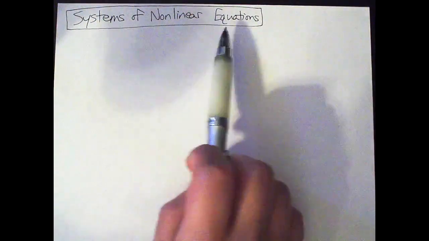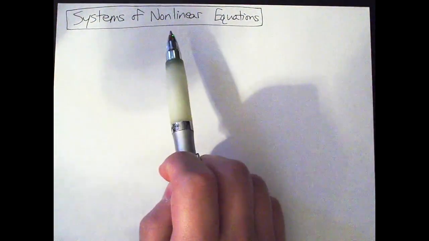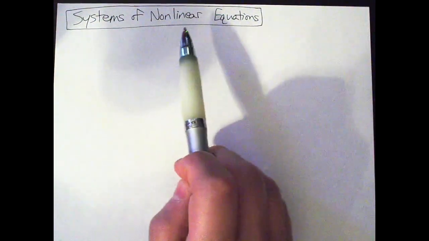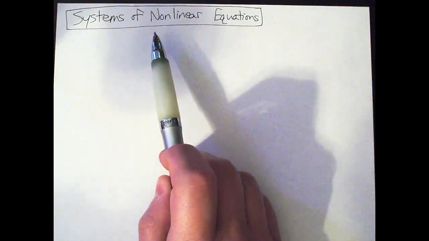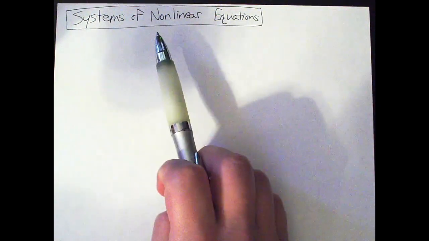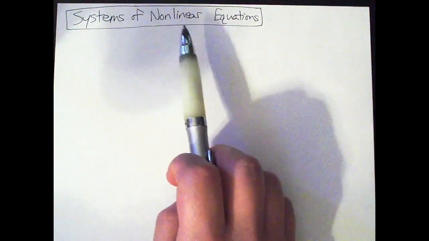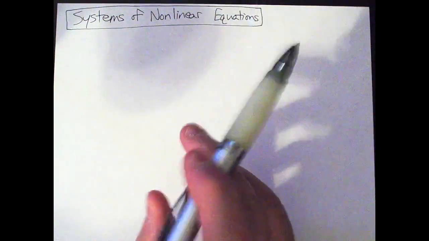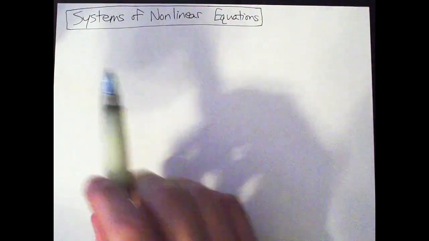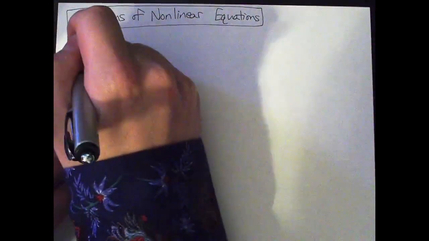But if we start talking about nonlinear equations, then we're not just talking about straight lines or planes. We're basically talking about things that are curved. And when you have a bunch of curves and you want to figure out where they intersect each other, it's a little bit trickier. So I'll give you an example.